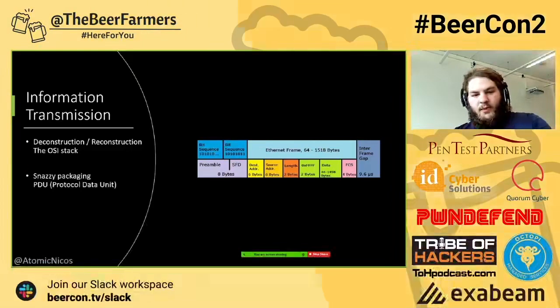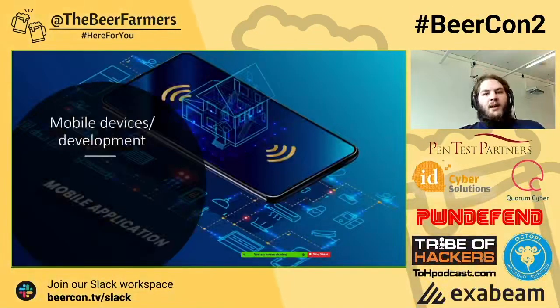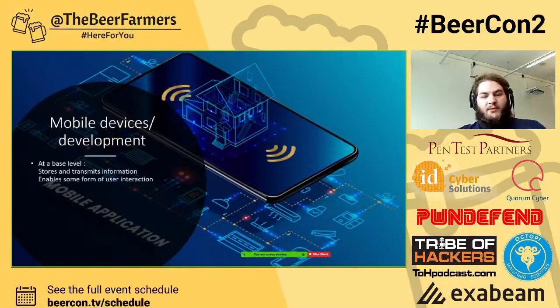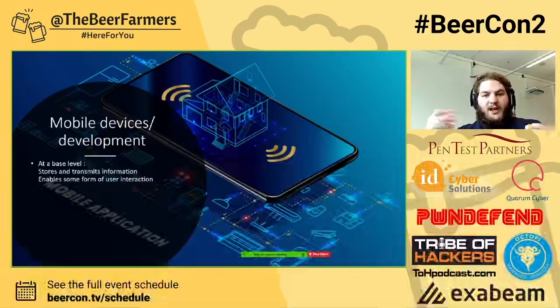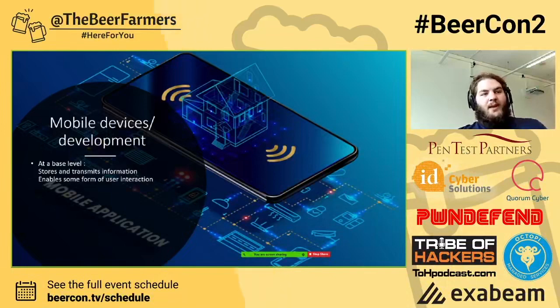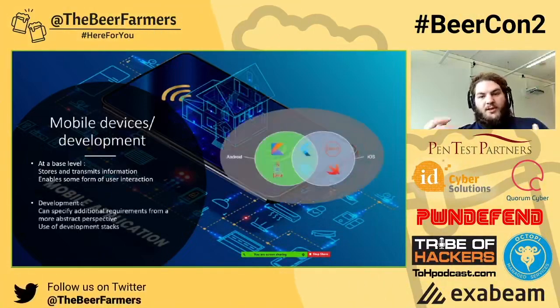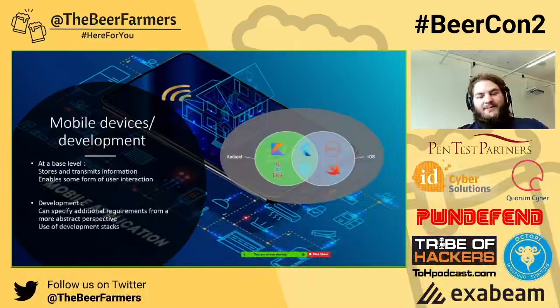Right. There we go. Mobile devices in themselves, at a base level, are just something that stores and transmits information, which in itself also allows some form of user interaction. At the most abstract, that's what it is. And if we're developing for such a device, we can specify some additional requirements, like the need for networking, the need for API calls, the need for information storage.